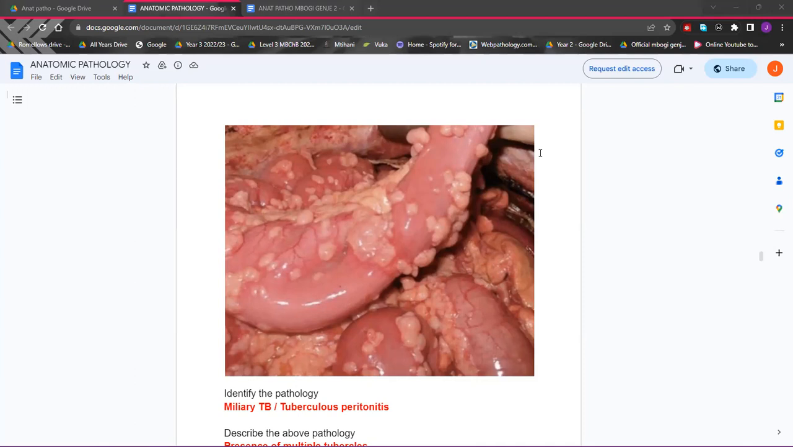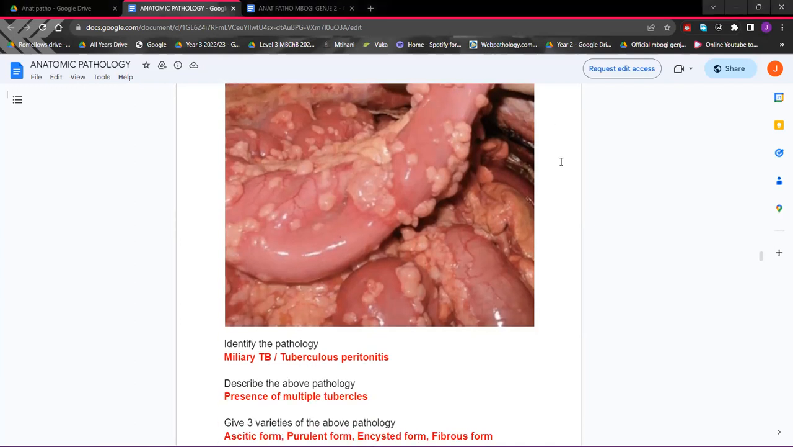Okay, maybe we can continue with the next one. So describe the pathology. I think we did. We said multiple nodules, and here we've said presence of multiple tubercles. So those nodules, maybe we can call them tubercles.